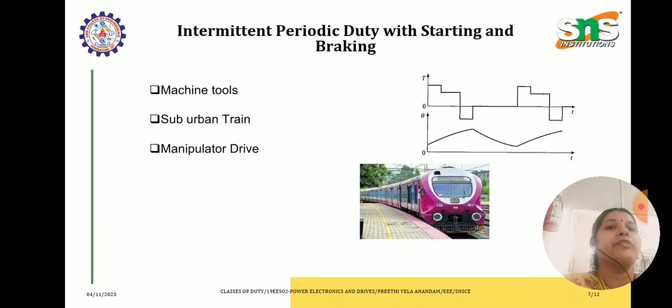The next one we have to focus on is intermittent periodic duty with starting and braking. In this type of drive, heat loss during the starting and the braking cannot be ignored. So there are the corresponding periods: starting period, operating period, braking period, and resting period, but all periods are too short to attain the respective steady state temperature. These are used in machine tools, suburban drives, manipulator drives, etc.